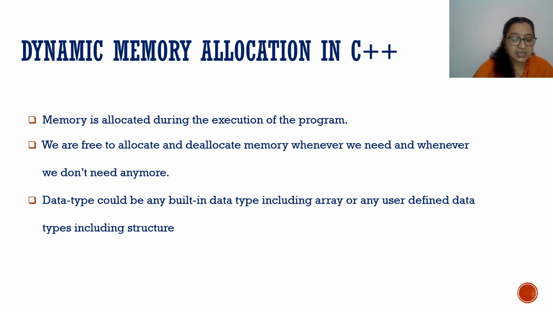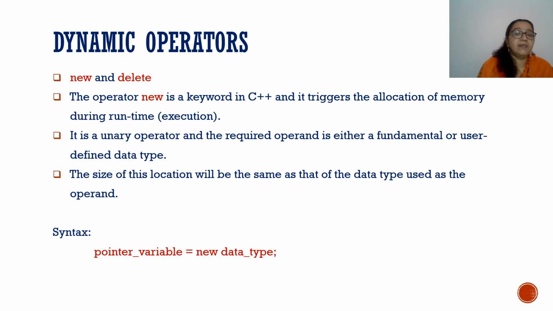Okay, so let's see the dynamic operators. What are the operators used for dynamic memory allocation? See, there are two operators. The first one is new and the second one is delete. The operator new is a keyword in C++ and it triggers the allocation of memory during runtime or the execution time. So this operator is a keyword used for allocation of memory at the time of execution.